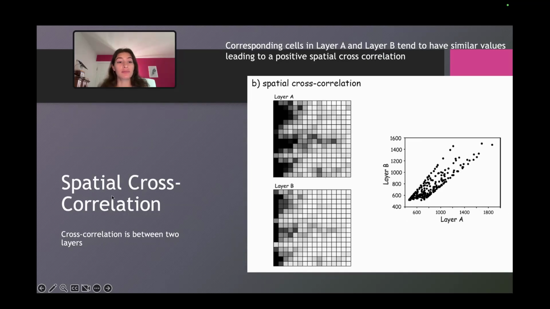There's also something called spatial cross-correlation. This is cross-correlation in between two different layers. The corresponding cells in layer A and layer B tend to have similar values, which leads to this positive spatial cross-correlation.